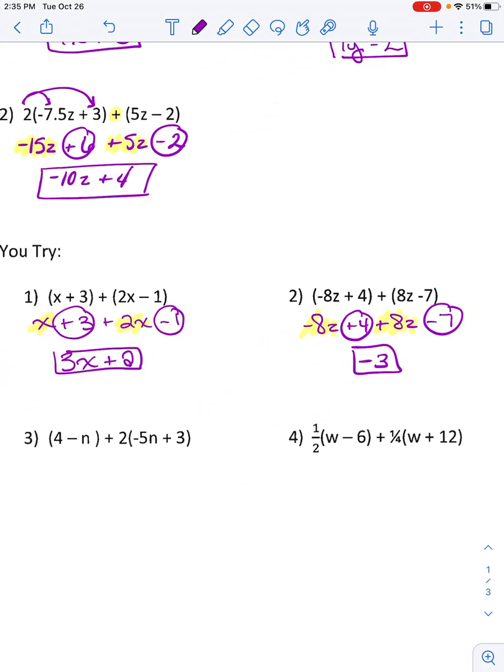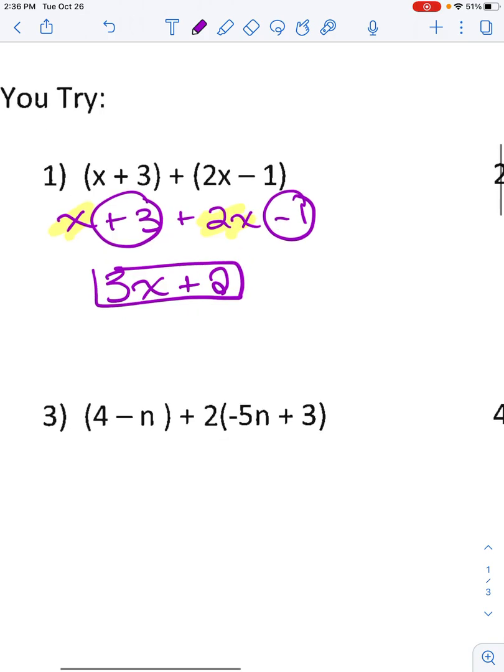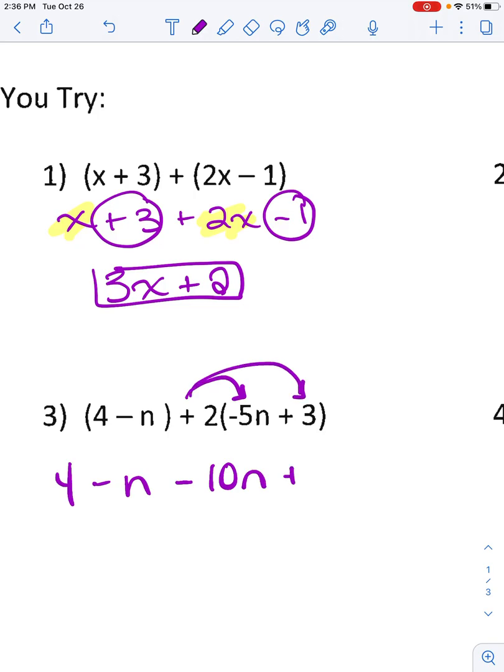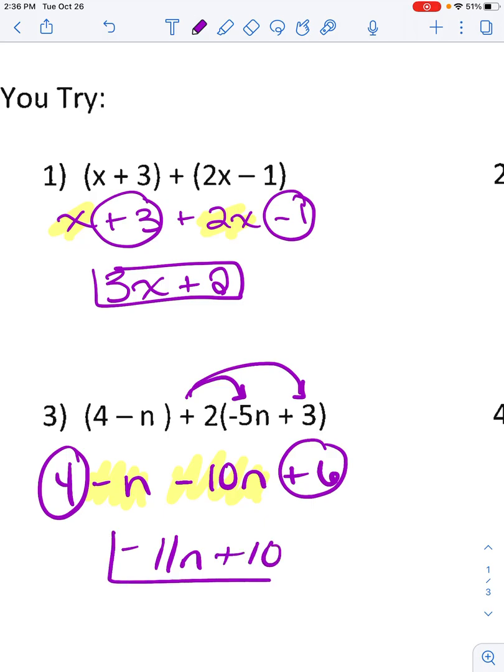Number 3, I do see a 2 to distribute. So I'm going to bring down this first one, 4 minus n. 2 times a negative 5n would be a negative 10n. And 2 times a positive 3 would be a positive 6. I then can combine like terms. Negative 1n minus 10n would be a negative 11n. And 4 plus 6 is 10.